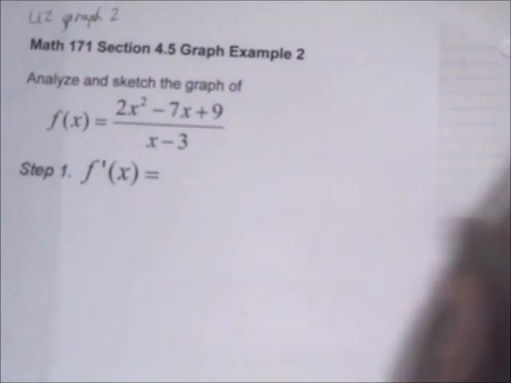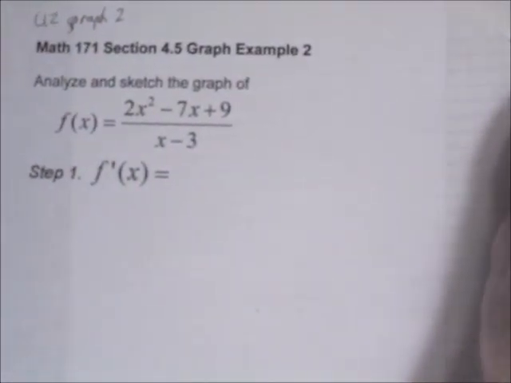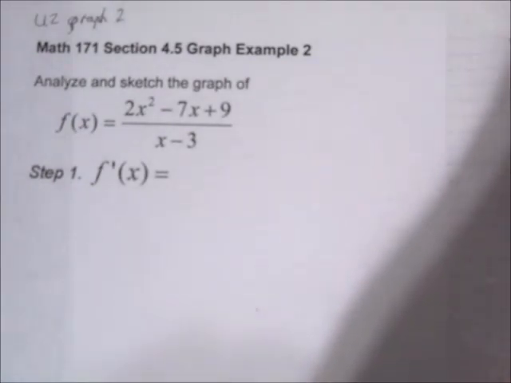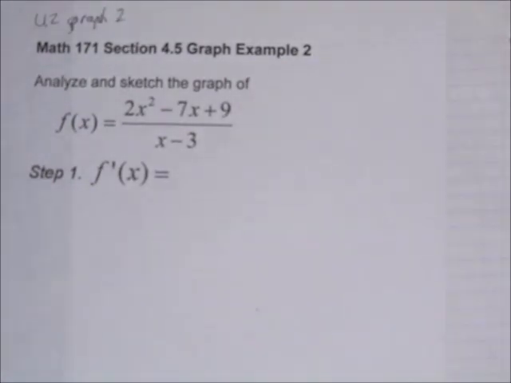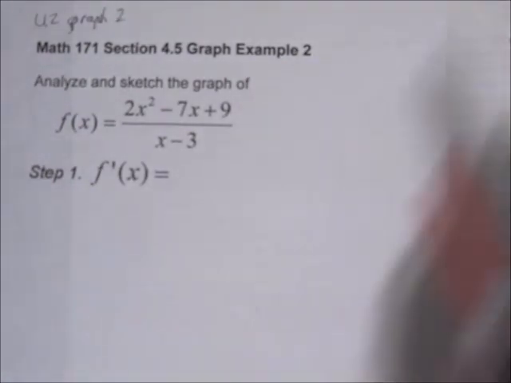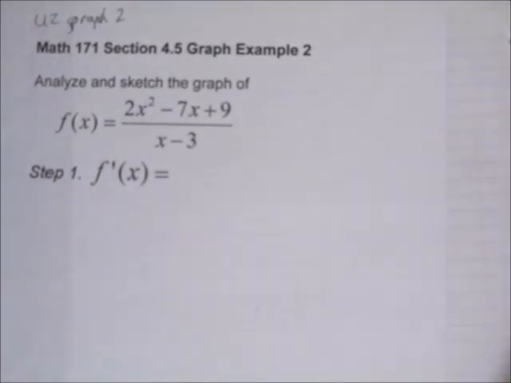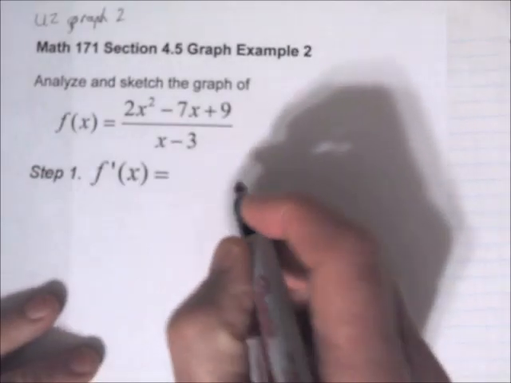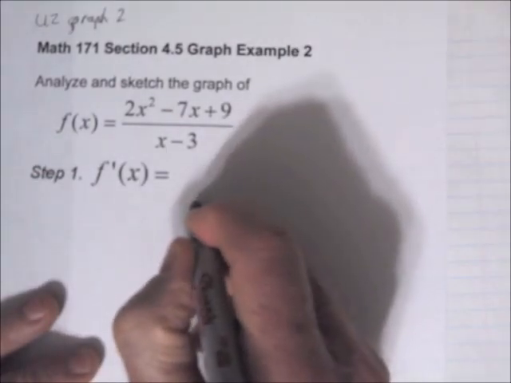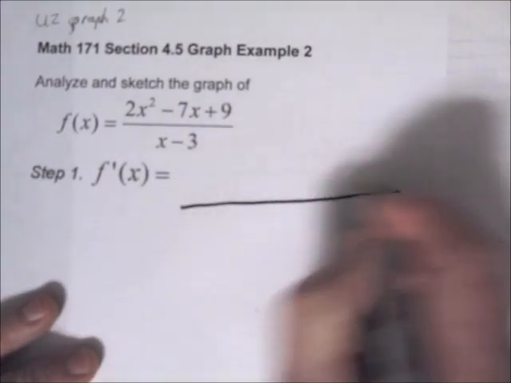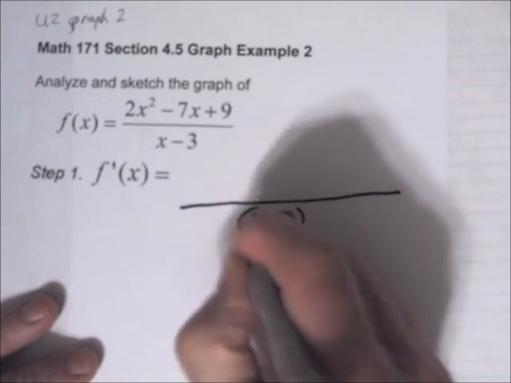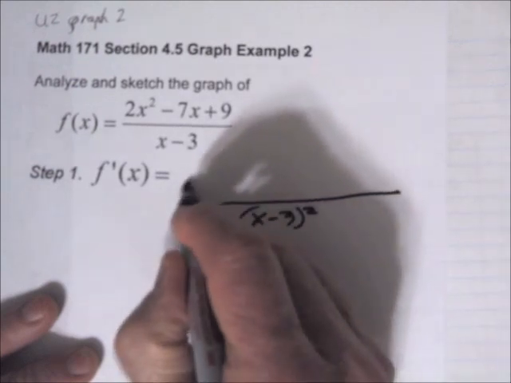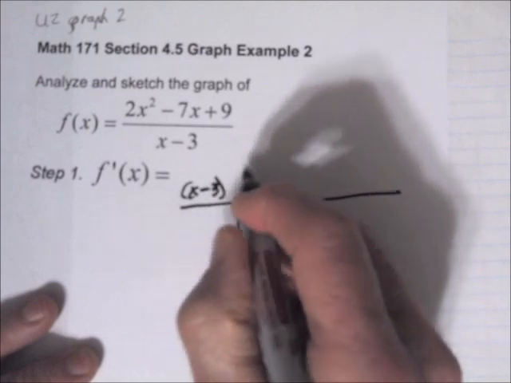Another example of a graph. F of x equals 2x squared minus 7x plus 9 over x minus 3. So that we can take the derivative, we can use the quotient rule here. It's going to be the denominator squared, and then it's the denominator times the derivative of the numerator.